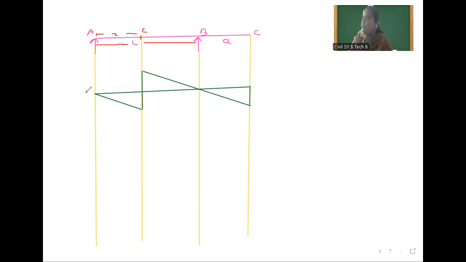So this is A point. This is C point. This is B point. We will call this E here. Suppose this is E and this is C. Now this distance is A. This distance is Z. This distance is L minus Z. So here the value is minus Z by L, and here the value is 1 minus Z by L. This is B point, and here the value is already calculated, that is A by L. So this is the influence line diagram for shear force.